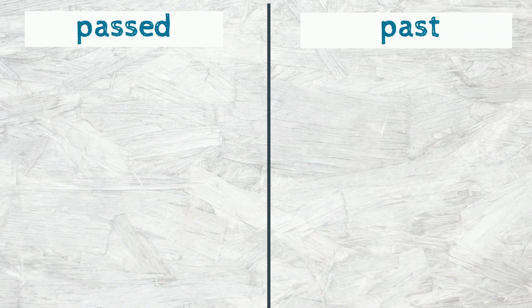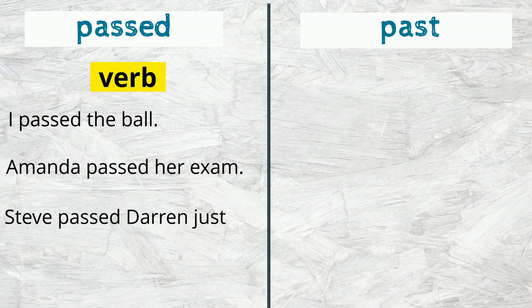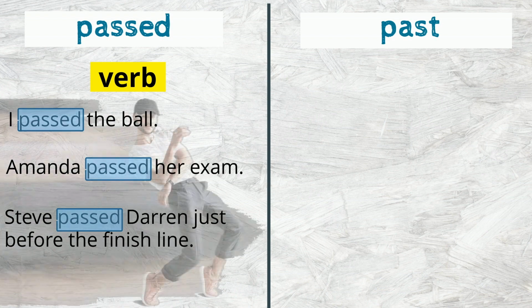Passed is a verb. I passed the ball. Amanda passed her exam. Steve passed Darren just before the finish line. In each of these examples, passed explains the action being performed.